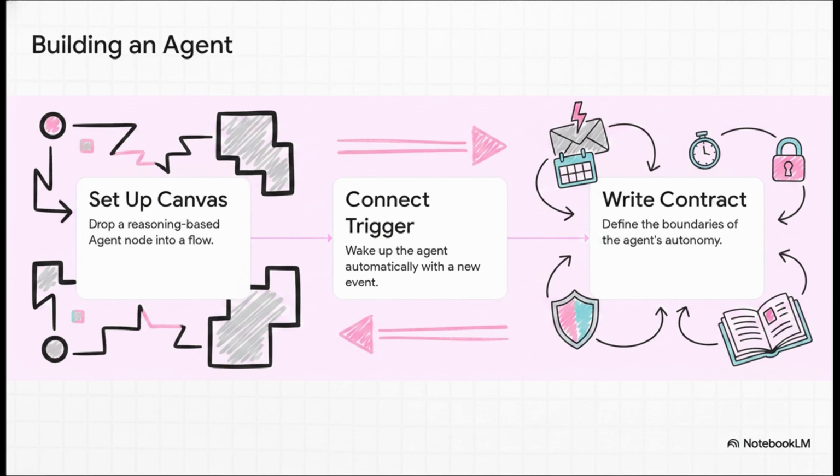Second, you connect a trigger. This is how the agent wakes up. So you drop a Gmail integration node and plug it into your agent. Now that agent is listening 24/7, ready to spring into action the millisecond a new email arrives.